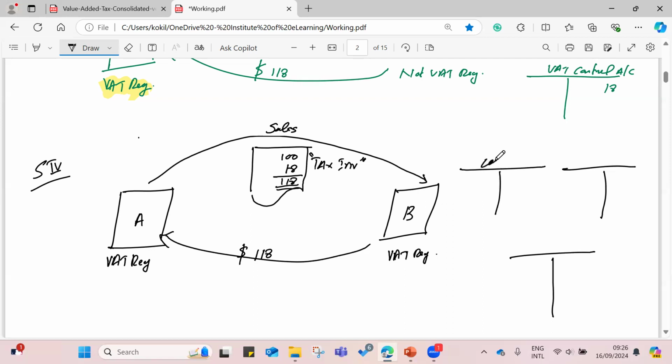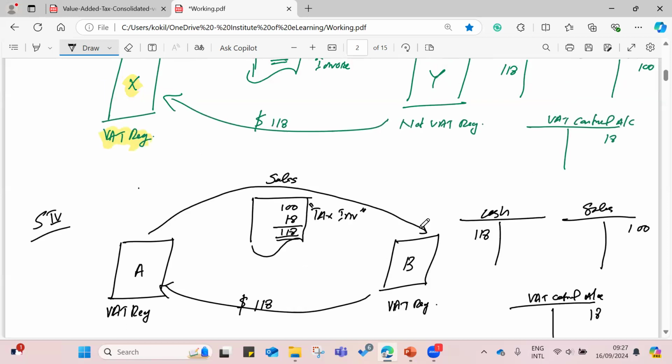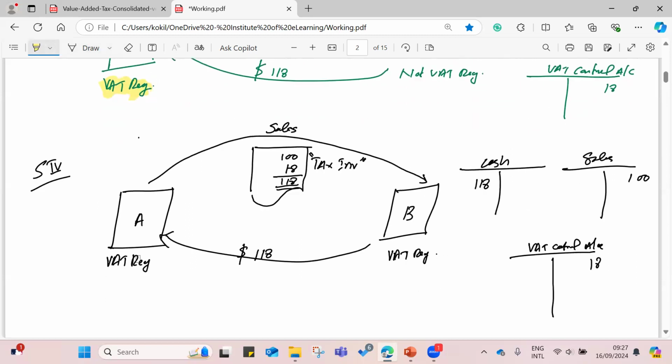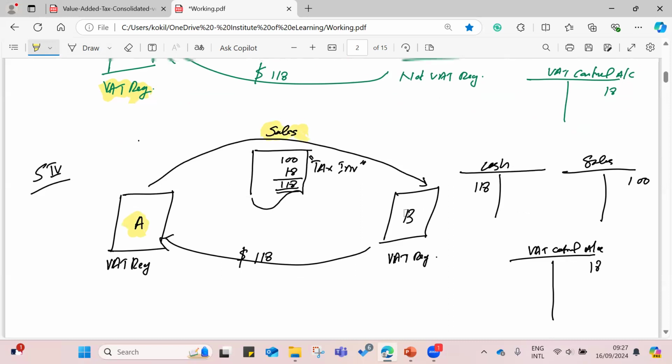Same, right? Cash, you can debit 118, and the sales you can credit 100, and the VAT control account you can credit 18. Then what is the difference between scenario 3 and scenario 4, right? In scenario 3 and scenario 4, we discussed the books of the first company who are making sales. Here is A, the previous one is X, right? So then from B's point of view, if we take B, what is the difference between these two?